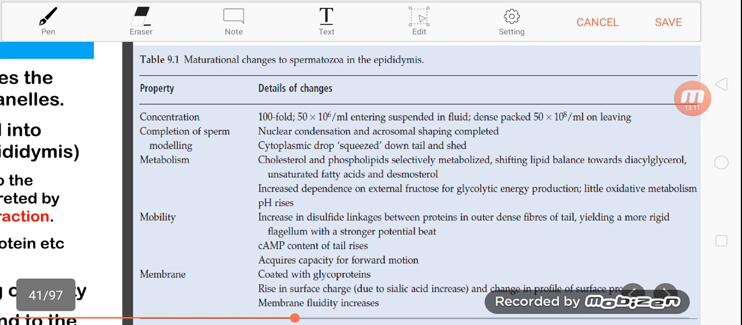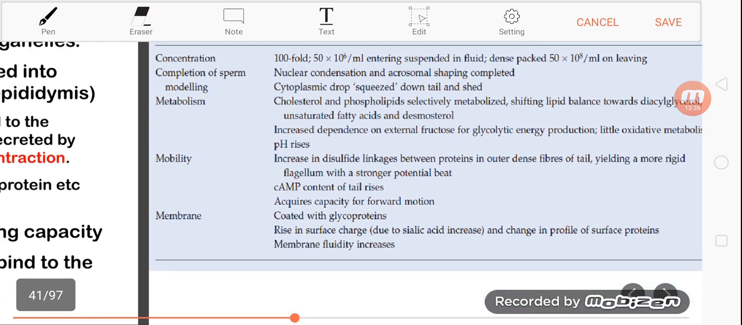In terms of motility, there is an increase in disulfide linkage between proteins in the outer dense fibers of the tail, yielding a more rigid flagellum. The cAMP content in the tail also increases. So all of this is to help in terms of the sperm motility after this.